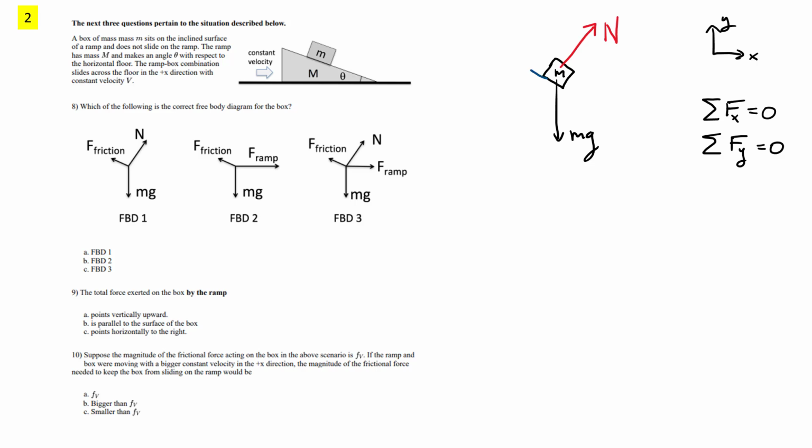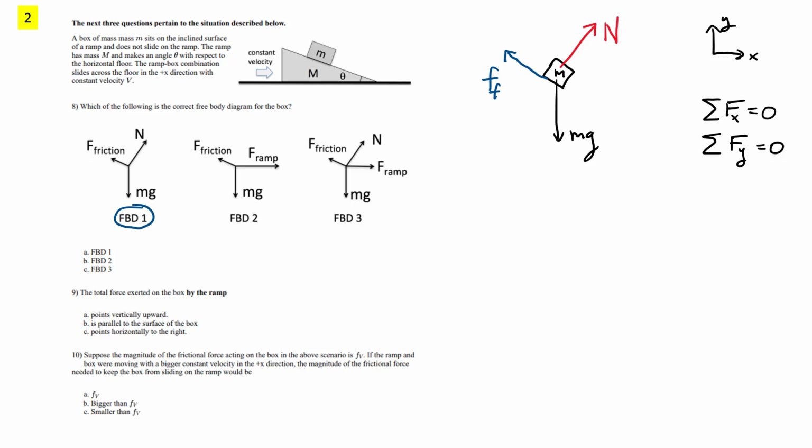And since it's not moving with respect to the ramp, this here is going to be some static friction. I'll just call it FF for friction right now. So you have to have friction acting opposite of the ramp. Again, friction is always along the surface, okay? So this is what it looks like. So let's look at our choices over here. The one that looks kind of the best to me is probably free body diagram number 1.